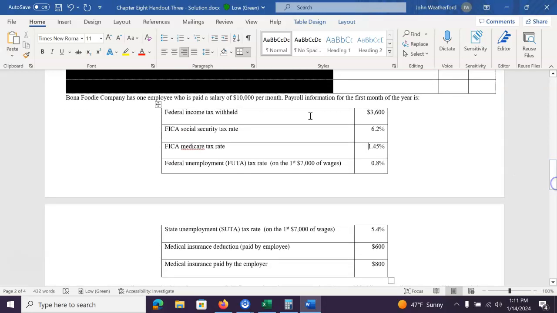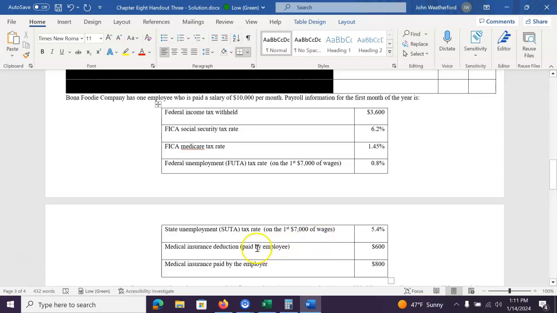Then we also have federal unemployment on the first 7,000 per employee per year. So only 7 out of their 10 would be subject to the tax. Same with the state unemployment. It's 5.4% on the first 7,000 an employee makes each year. So out of the 10, only 7 would be subject to the tax here.